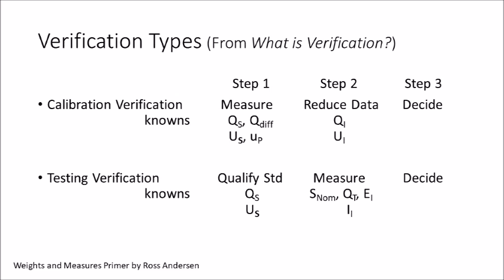Contrast that with testing verification. In this, we start by qualifying the standard. That is, we verify that the standard's quantity value and uncertainty fits within certain rules. Once the standard passes muster, though, you'll see that in the measurement step 2, we use the nominal value of the standard. We use the nominal value to determine a test quantity, which is compared to the instrument indication, and that gives us an error. That's essentially a difference. This error is then used in the decision step.